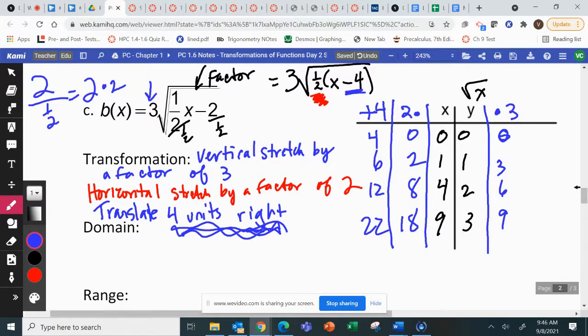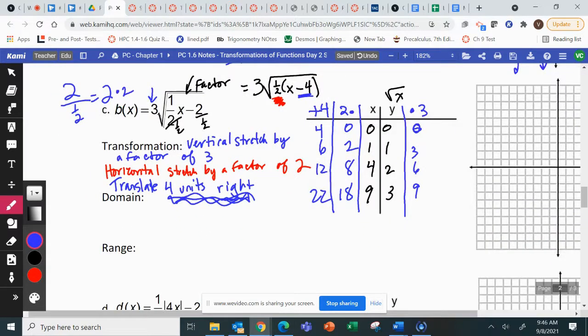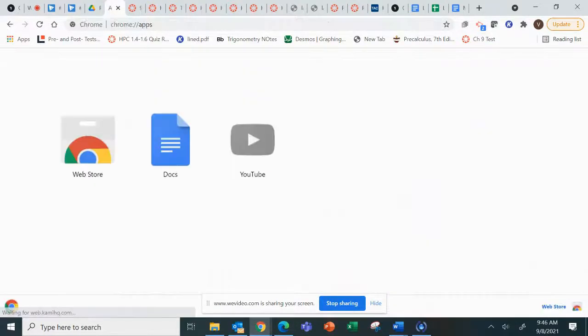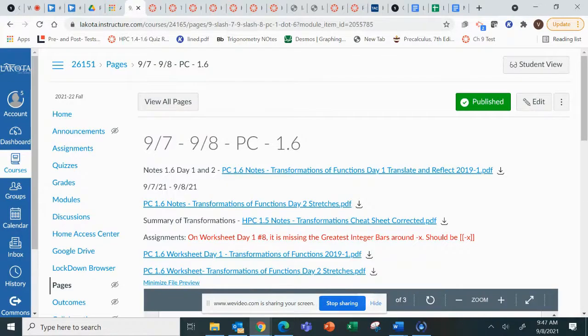So anyway, I set up the table. I went through the transformations. I can't do the domain and range without seeing the graph, so I'm going to skip that. We might have to finish these notes tomorrow.